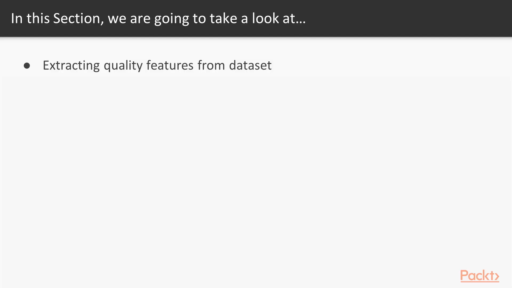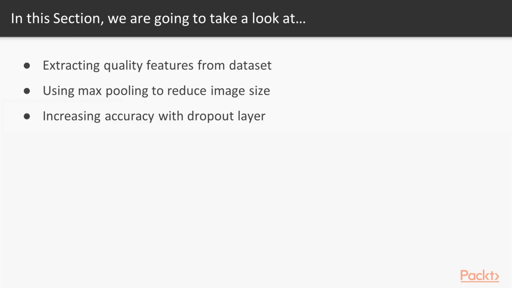In this section, we are going to take a look at how to extract quality features from the dataset and how we use max pooling to reduce image size, and then we'll take a look at increasing the accuracy with the addition of dropout layers and also classification of data using the softmax function. And at the end, we will take a look at a sample code wherein we'll see image classification. In general, convolution neural networks are used for image classification.